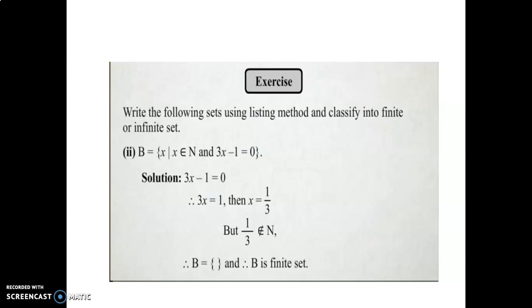But 1 upon 3 does not belong to natural numbers. So B does not have any element. That means B is an empty set. As you all know, an empty set is considered a finite set.